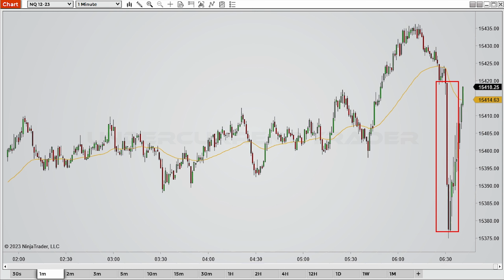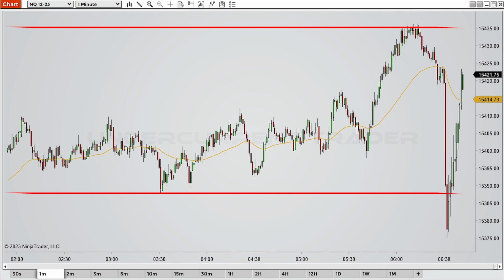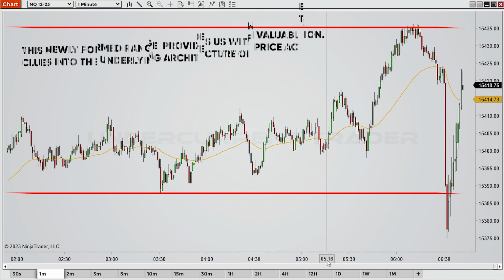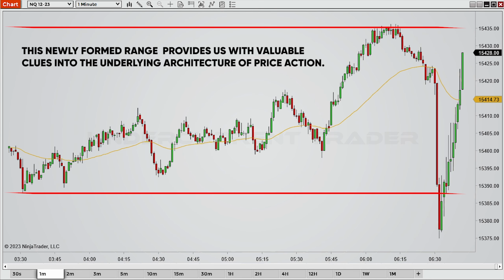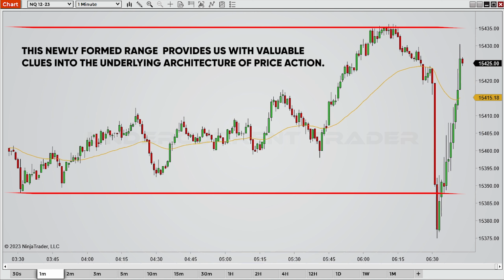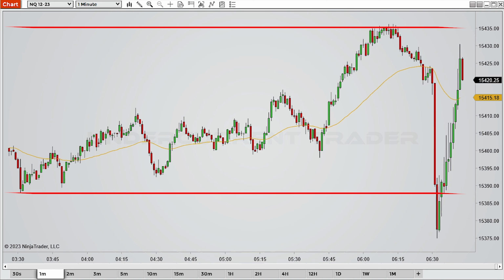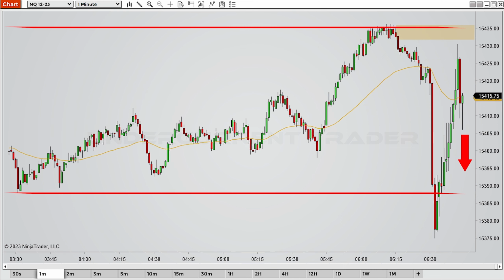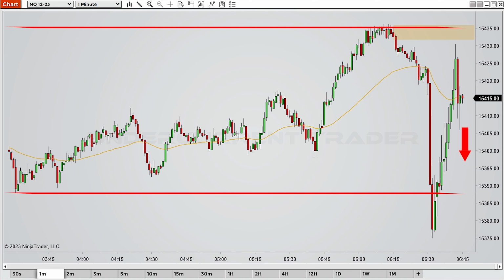So I think that this pivotal moment doesn't just lead to a significant break in market structure, but also, with the printing of this new structural low down here, it demarcates our trading range. This newly formed range provides us now with a valuable clue in terms of the underlying architecture of price action. What I'm trying to say is that the establishment of this trading range helps us to identify important price levels, form a market bias, and more importantly, look for trade setups along the path of least resistance, which typically means aligning ourselves with the prevailing trend.